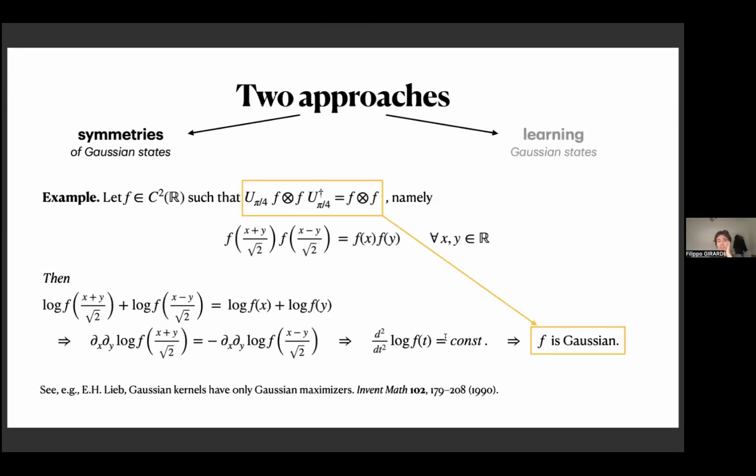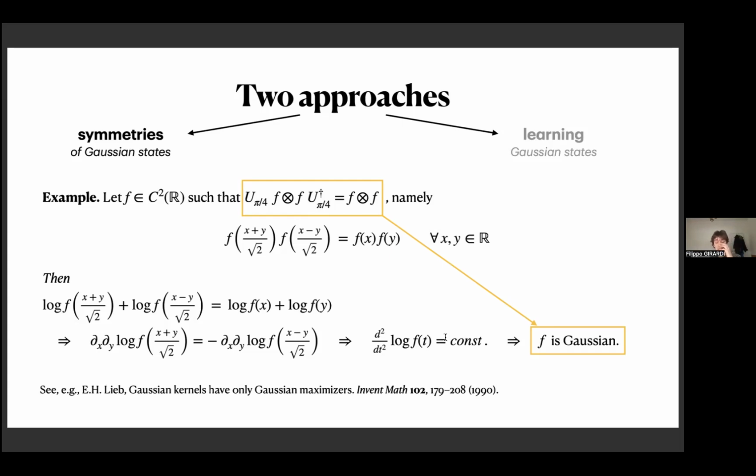So the first approach is the symmetry. Studying the symmetry of the problem might be a key approach to understand the structure of the subset that we are testing, and therefore a key tool to design suitable tests.